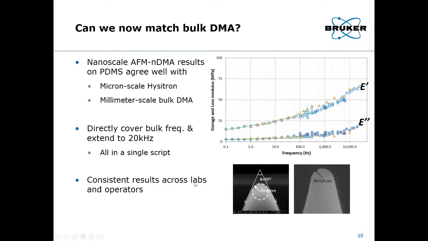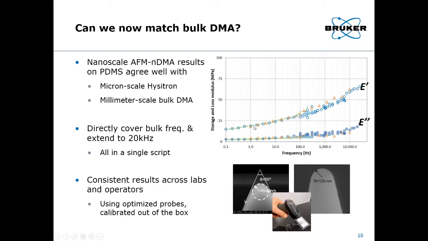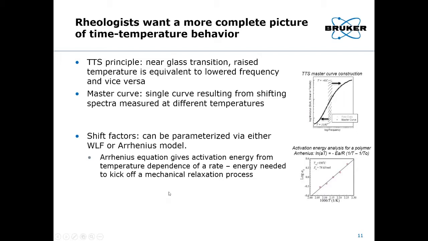We also did test this across different labs and operators. So you have the orange triangles here. These are from a collaborator in a different lab on a different continent with a different probe. We're using optimized probes. These are some of the tip shapes that we use. And they're pre-calibrated, so we just scan the box, and that gives us the key calibration parameters. So we can be quantitative.